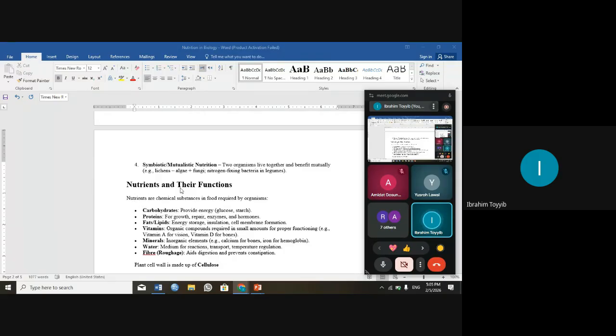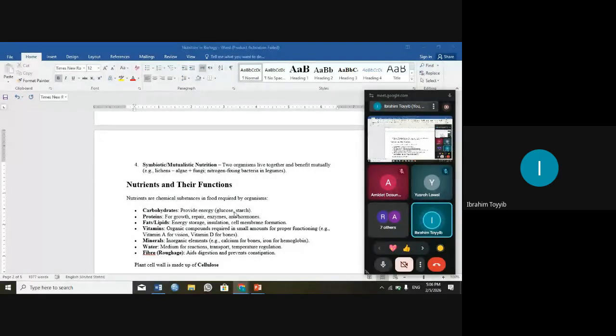So let's go to nutrients and their functions. Nutrients are chemical substances in food required by organisms. For example, if you ingest yam, you want to derive a nutrient from that yam, and that yam must be broken down in your stomach so that the nutrient can be derived by the villi which line the epithelium of the small intestine, before the nutrients can be passed through the body by the blood to where they are needed.